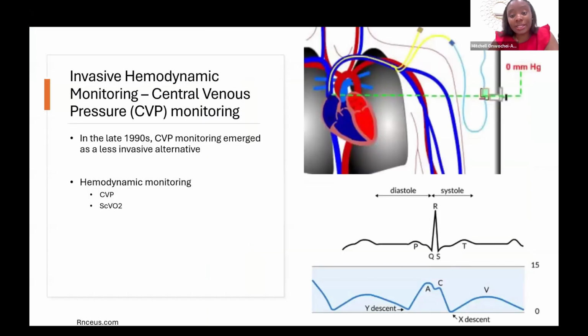And in the late 1990s, physicians, well, I should say clinicians, then moved towards a less invasive form of hemodynamic monitoring, which is your central venous pressure monitoring. And this requires a central line to be placed in your cavo-atrial junction, so it doesn't go through the chambers in your heart. It just stays there by the right atrium and SVC junction. And with that, you can get your central venous pressure, and you can get your central venous oxygen, which is thought to correlate with your mixed venous oxygen that you will get with a pulmonary artery catheter.